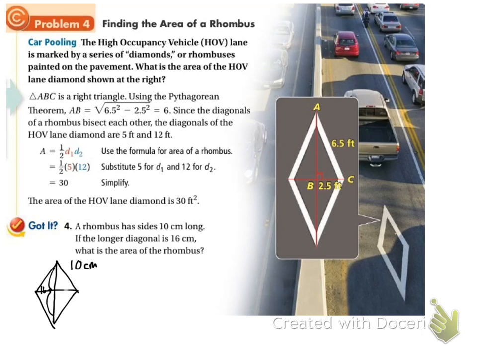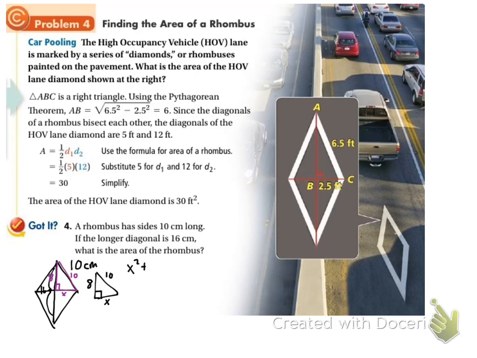What we can do is we can look at this little triangle here. Okay, this is a right triangle. This side is 10. If this whole thing here is 16, then this part is 8. And we need to find that. So let me sketch that triangle to the side here: 10, 8, and x.